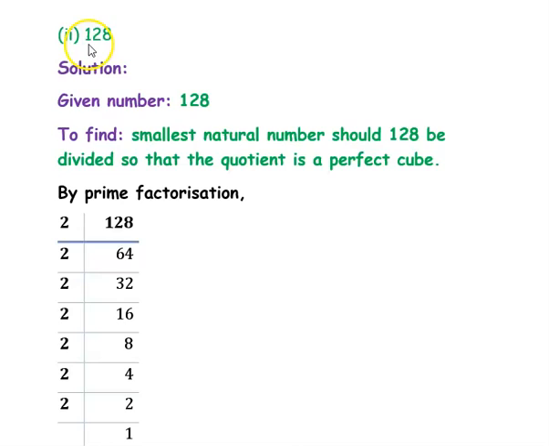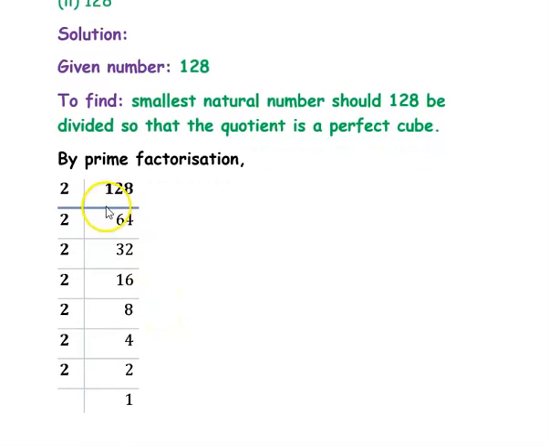The next number given is 128. Let's do the prime factorization of 128 first to find the smallest natural number to be divided. Dividing 128 by 2, I get 64, then 32, then 16, then 8, then 4, then 2, and 2 divided by 2 is 1.